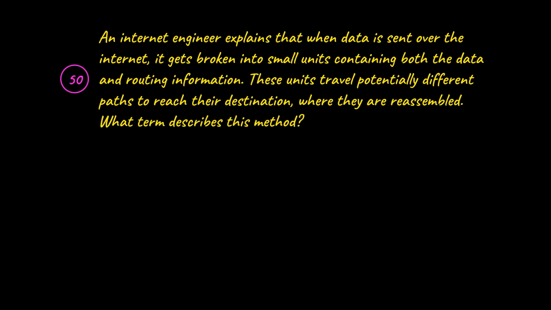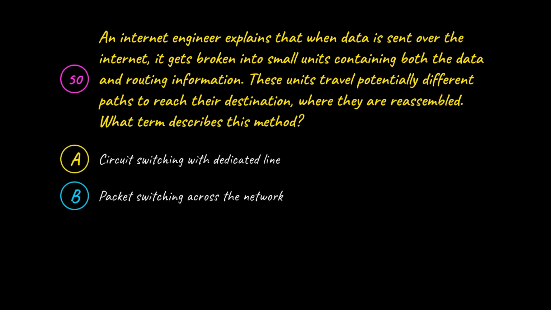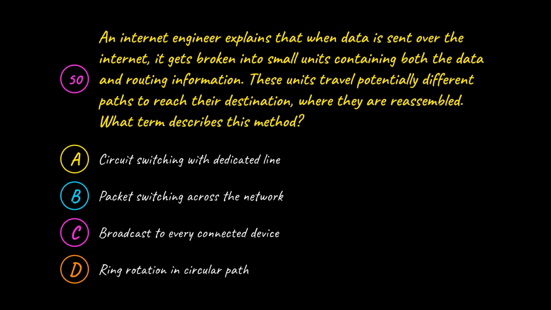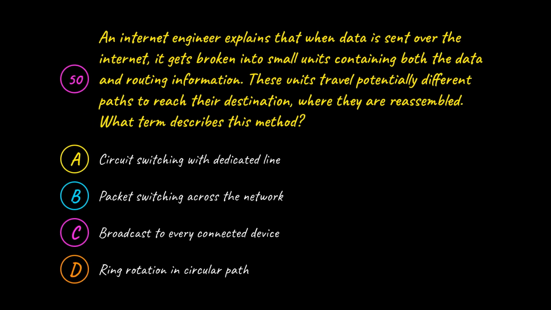Your options are A. Circuit switching with dedicated line, B. Packet switching across the network, C. Broadcast to every connected device, D. Ring rotation and circular path. Take a second. Which answer would you pick?